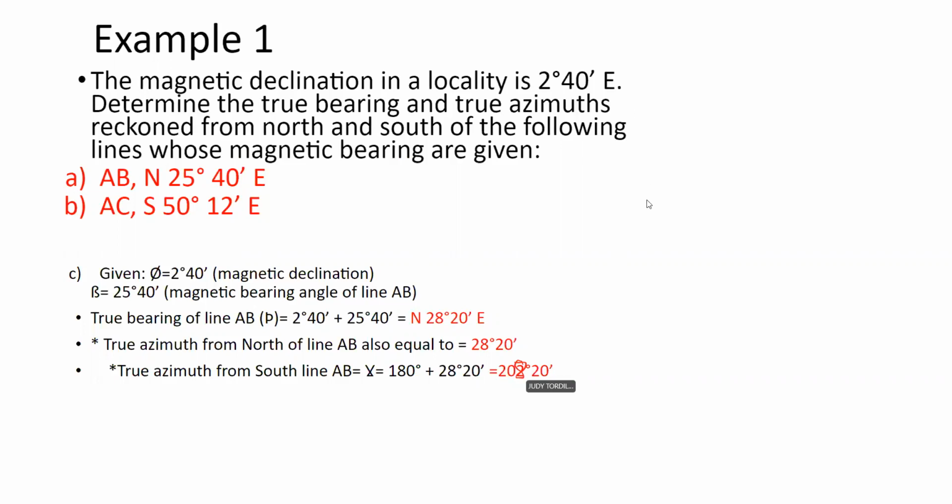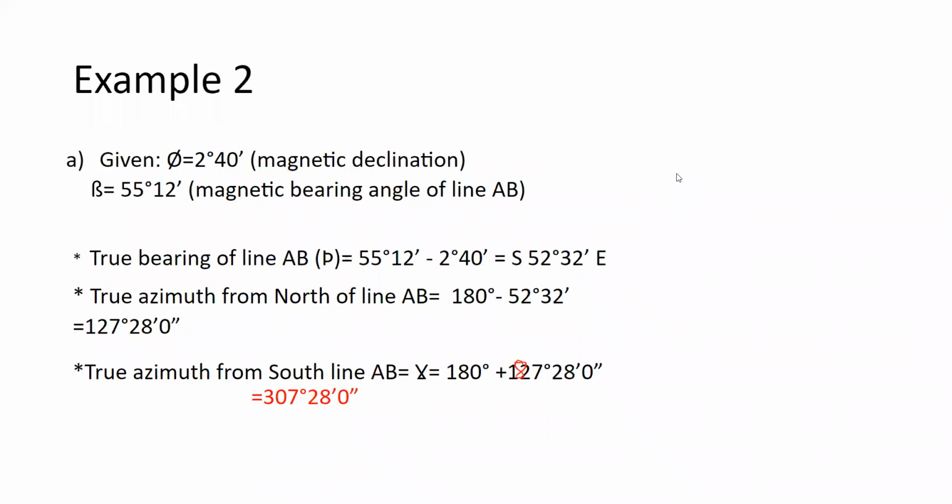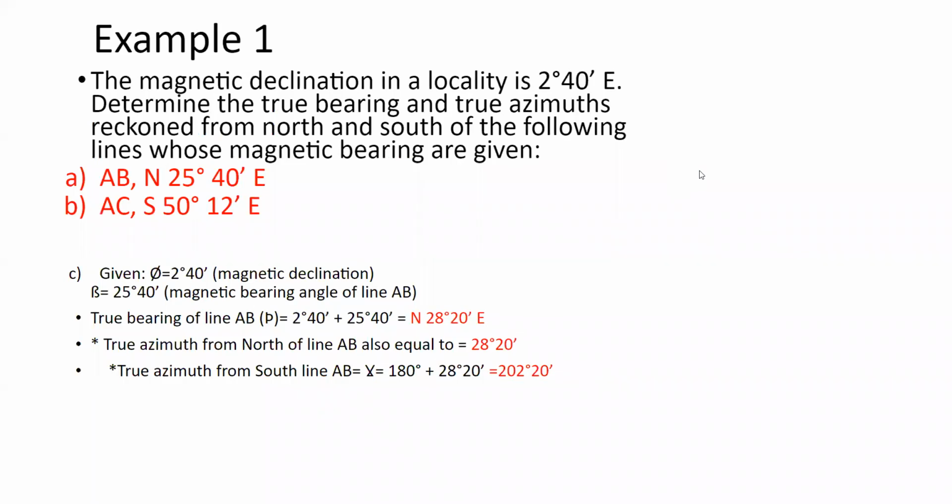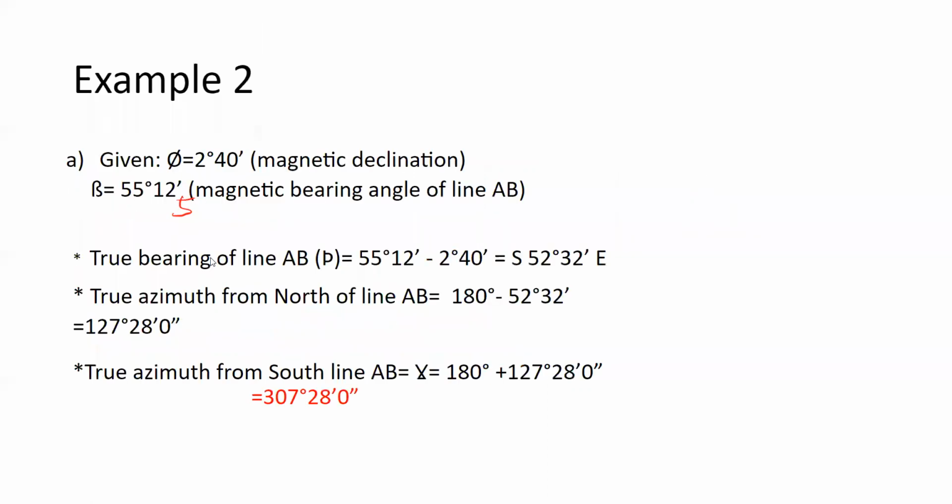Okay pa. So, is there any question with our example number 1? Okay, now let's go to example number 2. For the example number 2, ang given doon, meron tayong south 55 degree 12 minutes east. Meron tayong given. So, ayan, 55 degree 12 minutes natin. So, this is southeast. So, same rin, meron din tayong declination of 2 degree 40 minutes.